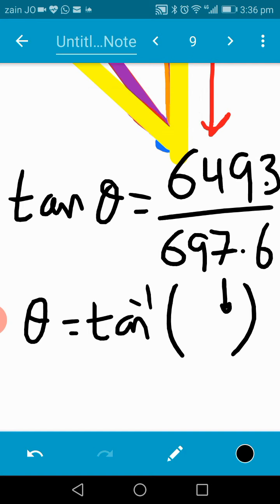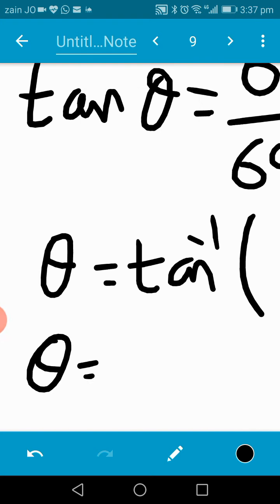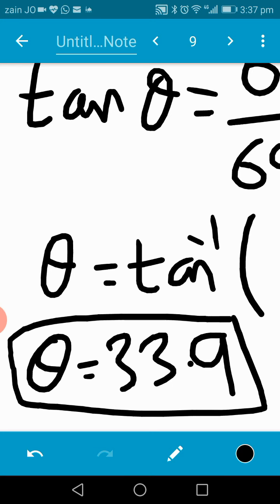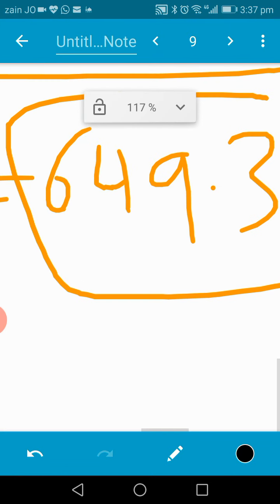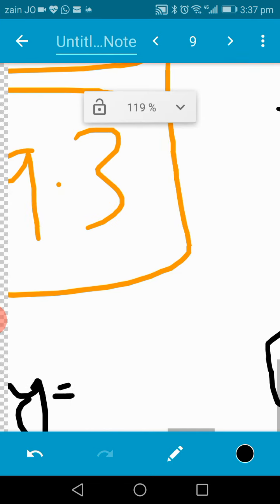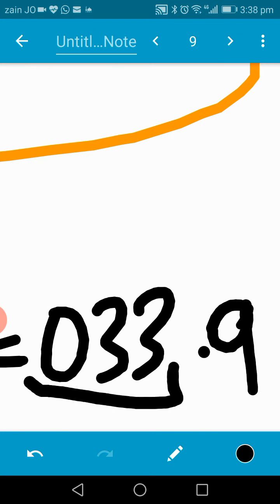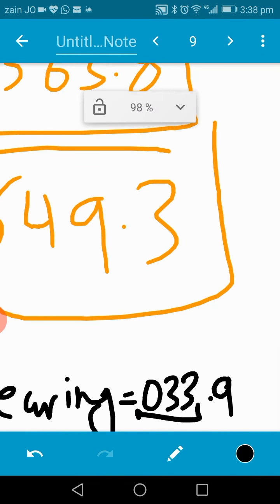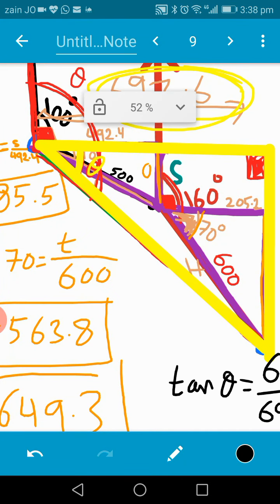So what is the answer? Theta equals 33.9. Okay, so this is now the bearing as you know, teacher. The bearing we don't write like this. When we come to put the answer, bearing equals 033.9. The whole part must be 3 digits. Be careful. Okay. Now we need to find the distance from the starting point to the finishing point.